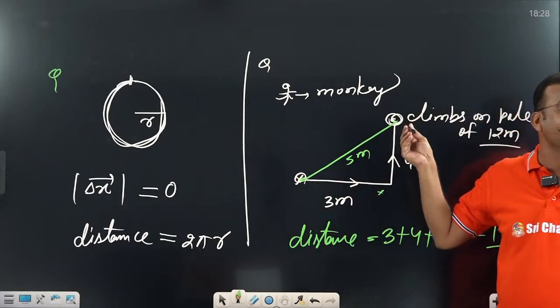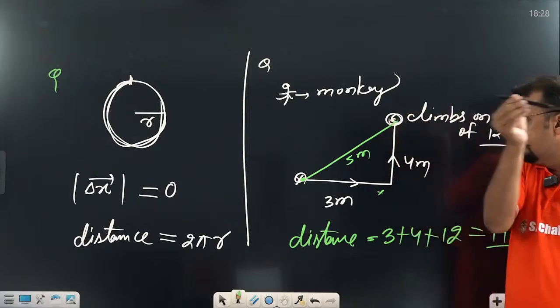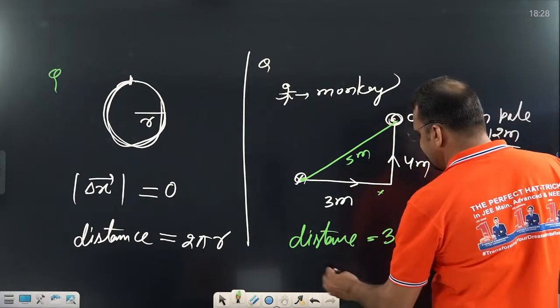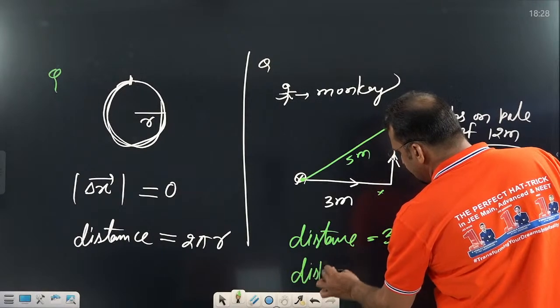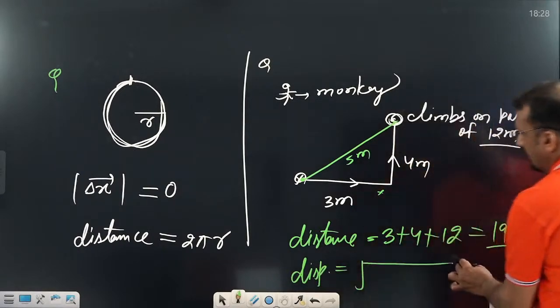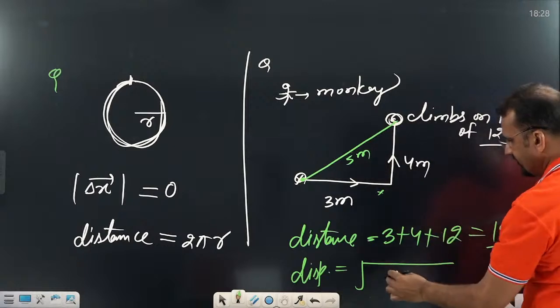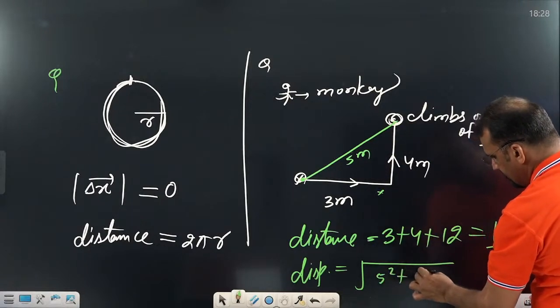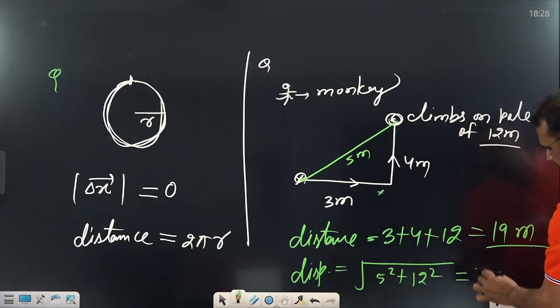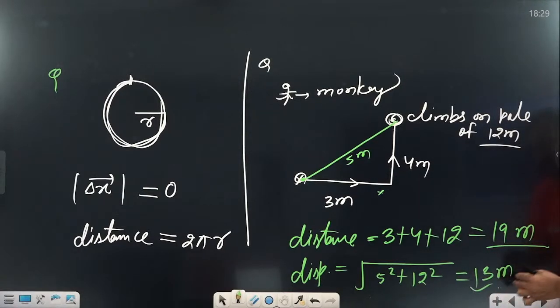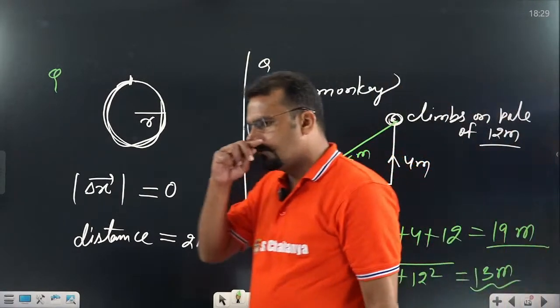See, visualize it in 3D. This is the pole. That means now the final displacement is going to be under root of, this is 5 and this is perpendicular, 5 square plus pole length 12 square. Again this is going to be 13 meter. Are you getting it or not?